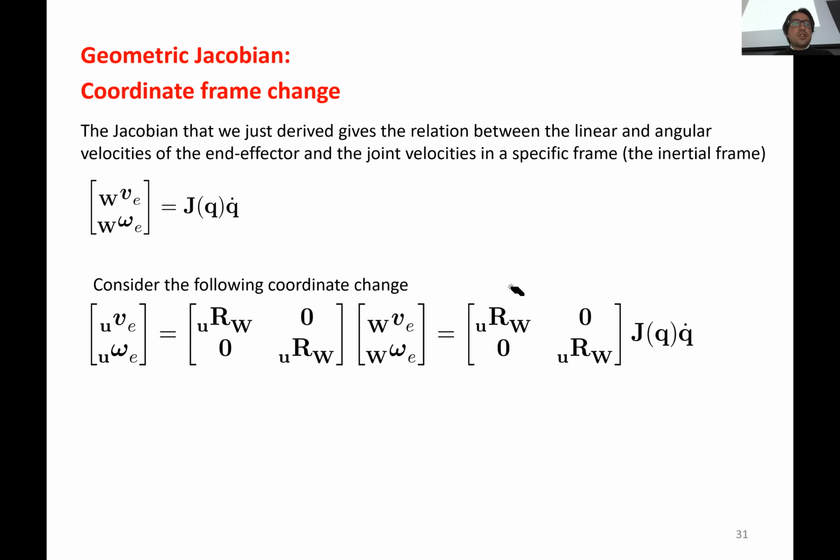And now let's consider that we want to do a frame change. If we want to express the linear and angular velocity in a frame that I'm calling U now, we would have to multiply both the linear velocity vector and the angular velocity vector by a rotation matrix that takes us from the world frame to this U frame.